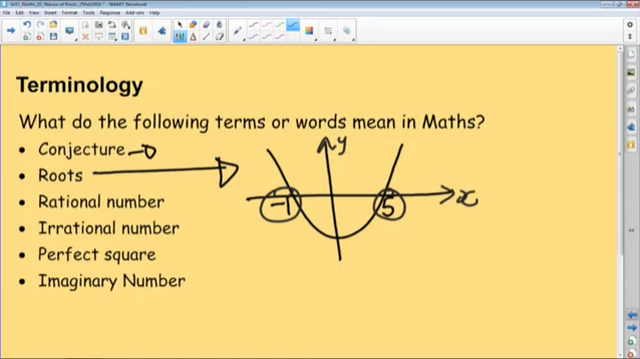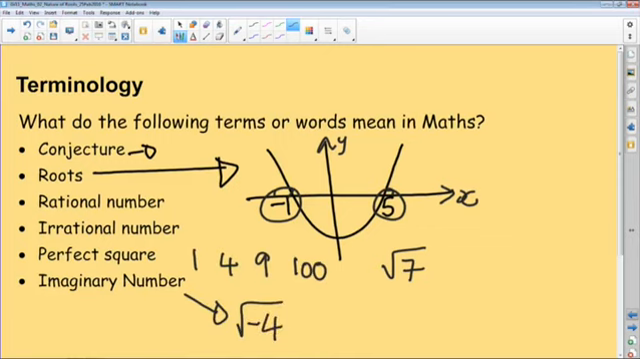So your irrational number, you are not able to write it in the form of a over b, right? So for instance, you've got the square root of 7. That can be one of the examples of your irrational number. And then a perfect square, giving examples here, 1, 4, 9, maybe 100, and so forth. And your imaginary number, as we'll be looking at it as we move on, it's like the negative square root of 4, negative 20, and so forth.